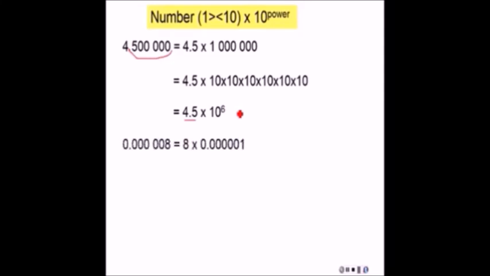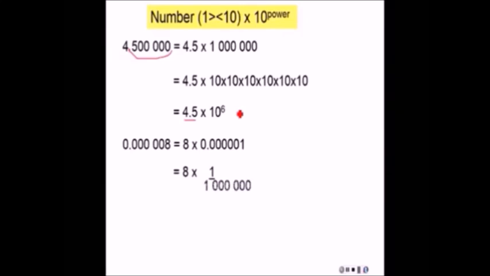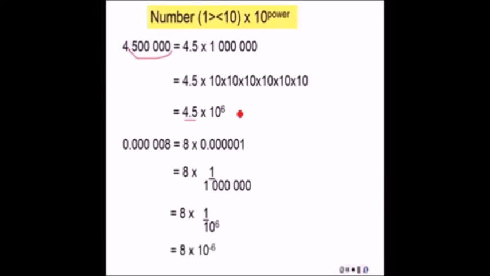Now let's look at the other number. So now we have 8 millionths, which can be written as 8 times 1 millionth. And I'm going to work on the 1 millionth. So 1 millionth can be written as 1 over a million, or it can be written as 1 over 10 to the 6th. Now 1 over 10 to the 6th can be written as 10 to the negative 6th. So this negative sign just means 1 over.